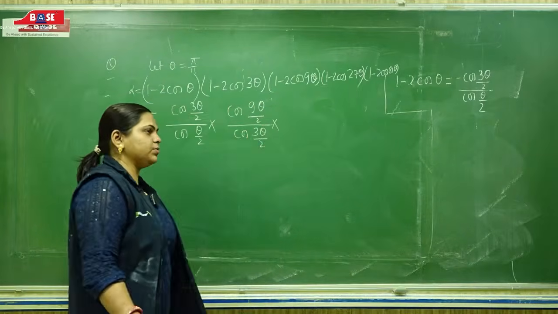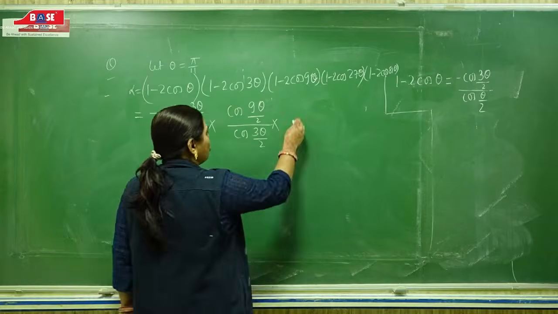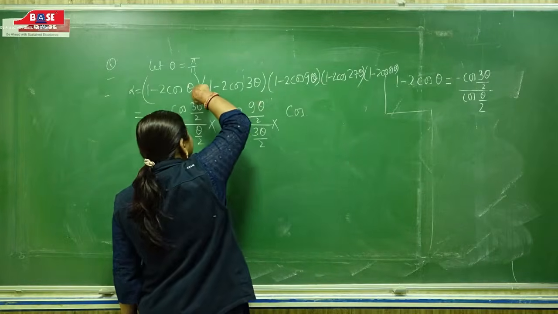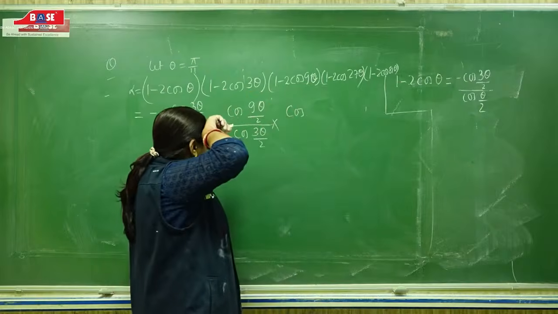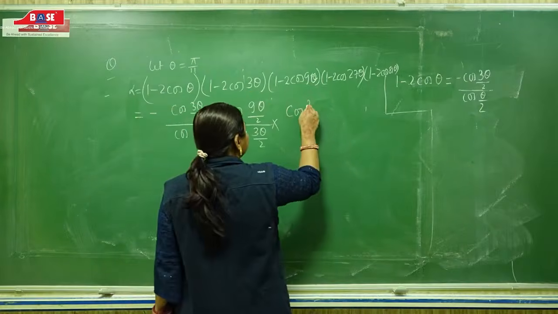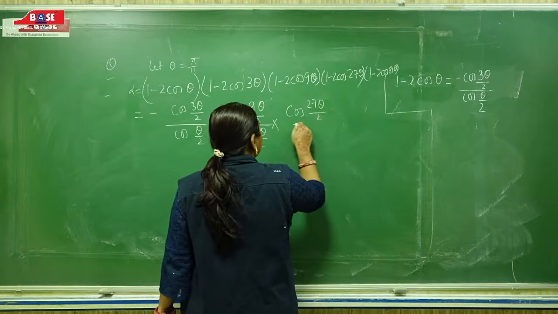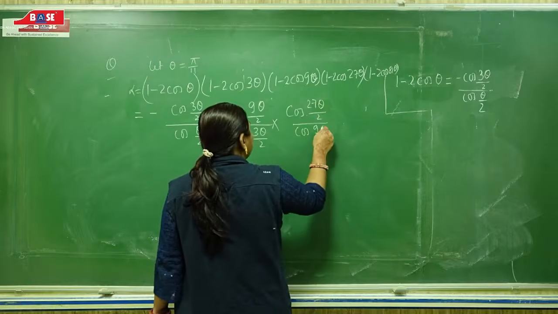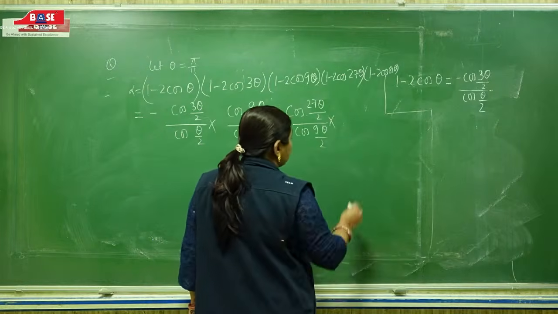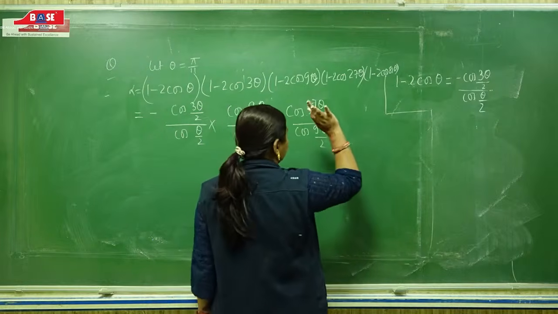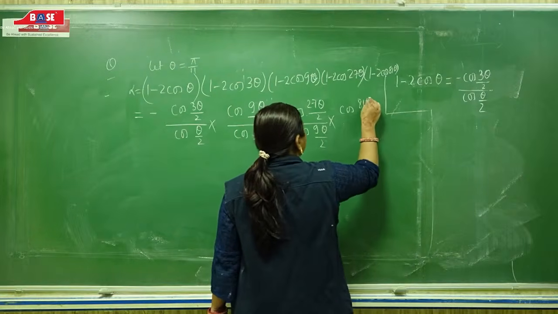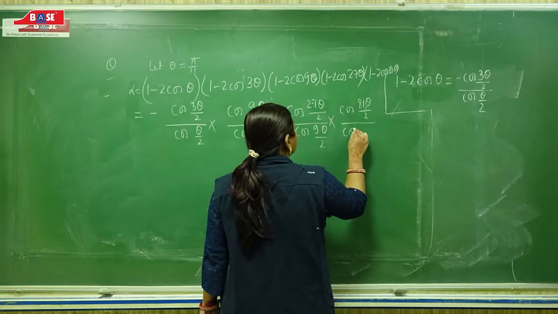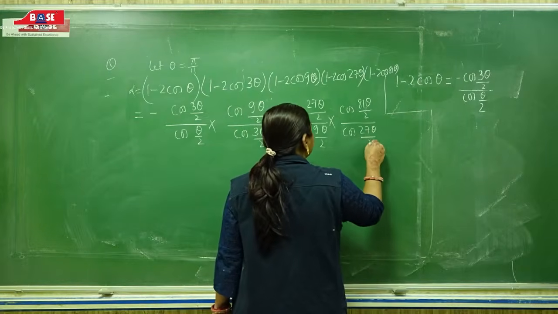The next one, if you observe, what am I going to get? If it is theta, I got 3 theta by 2. So if it is 9 theta, what should I get? 27 theta by 2 divided by cos of 9 theta by 2. And the next one, again, now this will be cos of 81 theta by 2 divided by cos of 27 theta by 2.